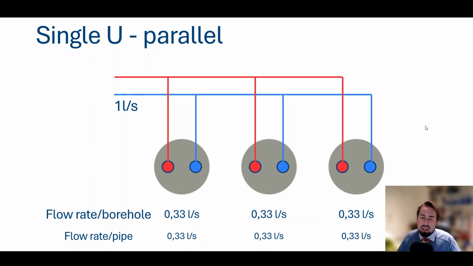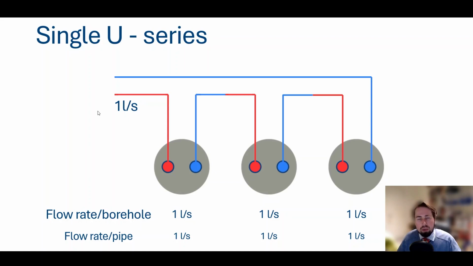So imagine now that instead of connecting those 3 boreholes in parallel, we connect them in series. And there we have the same figure. We have still a whole bore field with 1 liter per second as a flow rate, but now the whole flow rate passes through the first borehole onto the second and onto the third. So the flow rate per borehole that you should enter now into GHEtool is actually 1 liter per second instead of 0.33 liters per second. And the flow rate per pipe, here also the same reasoning, is still the 1 liter per second, because there is only 1 pipe in the borehole and it receives the whole flow rate of the system.